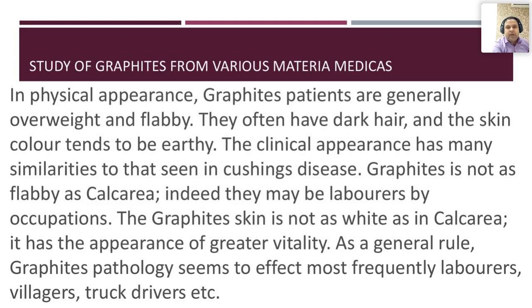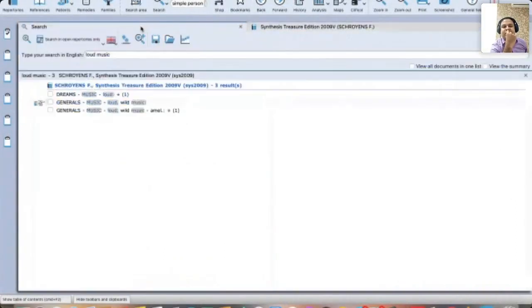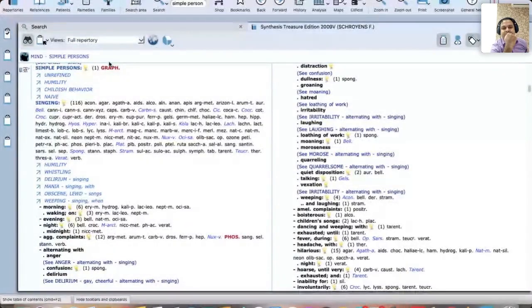In the rubric, Dr. Ria, can you just open the repertory? Yes, sir. In the mind, just open simple persons. So in the Synthesis repertory, there's a rubric in the mind section, simple persons. Yes. There's only one remedy, Graphites.